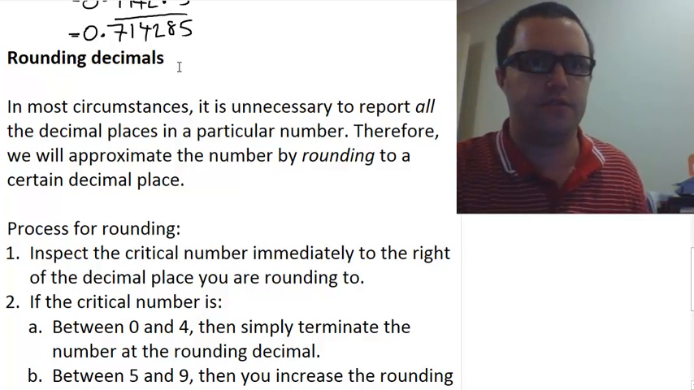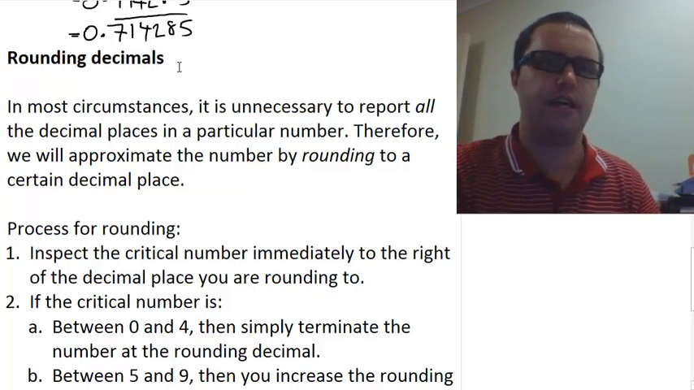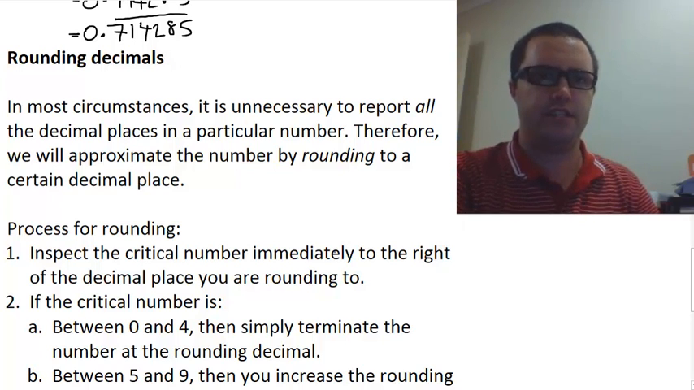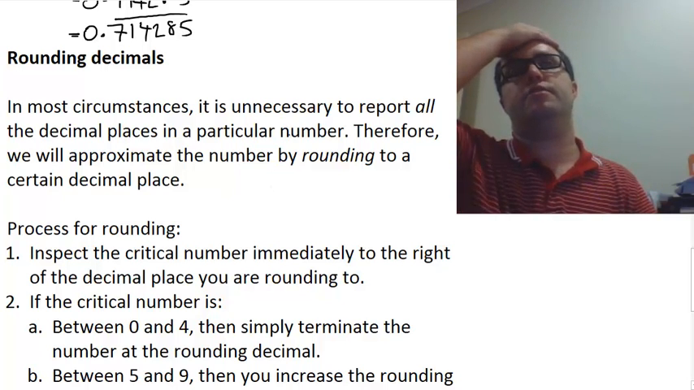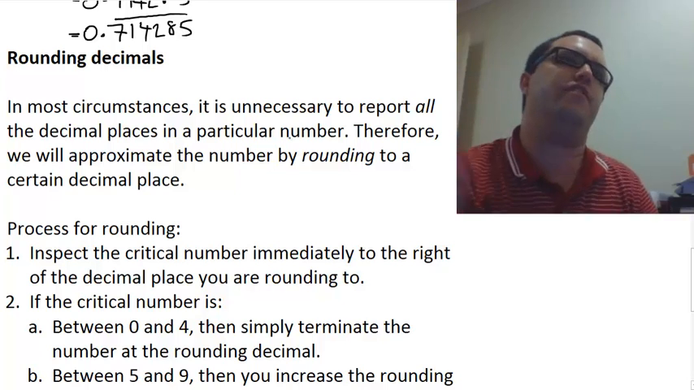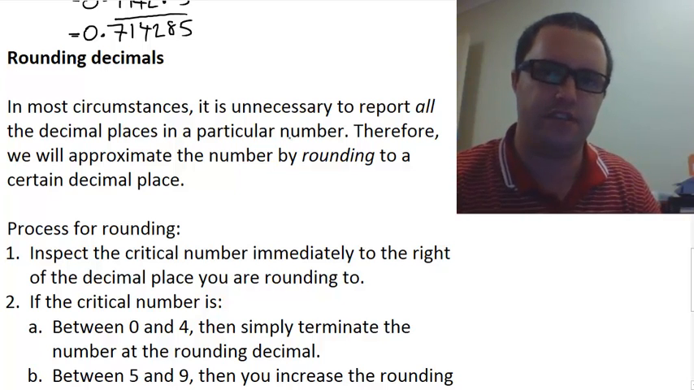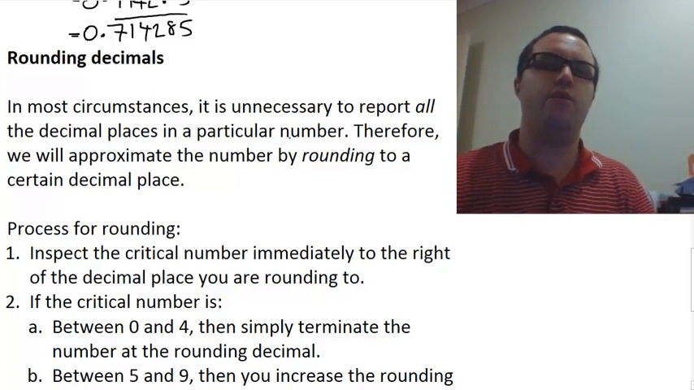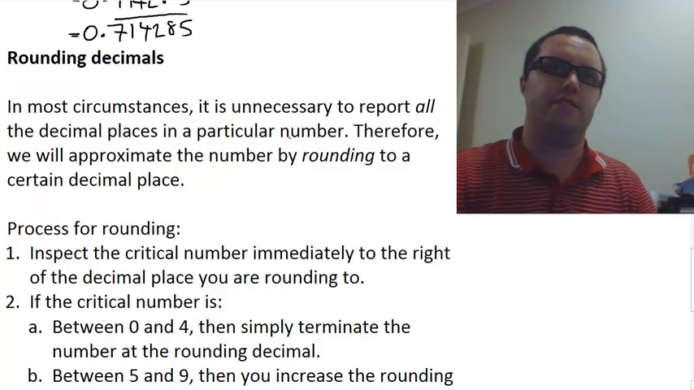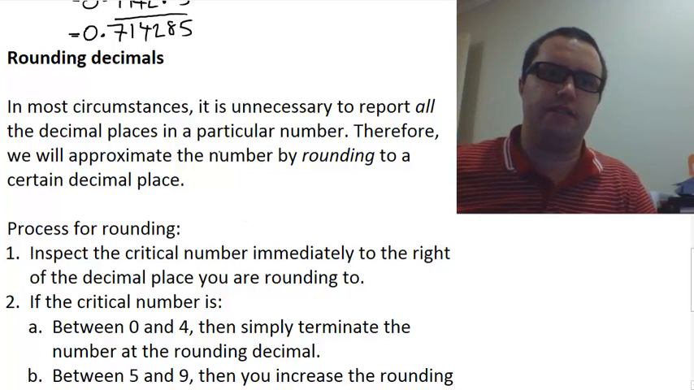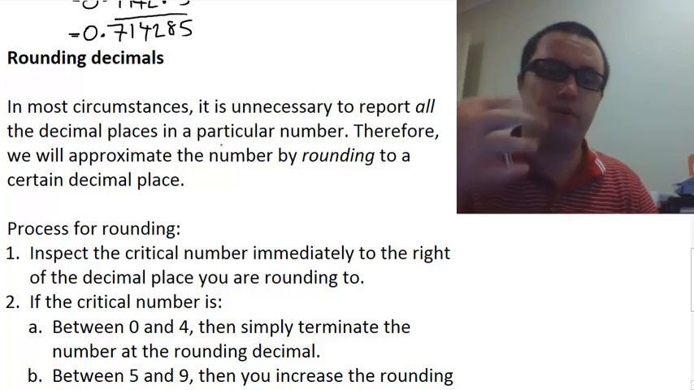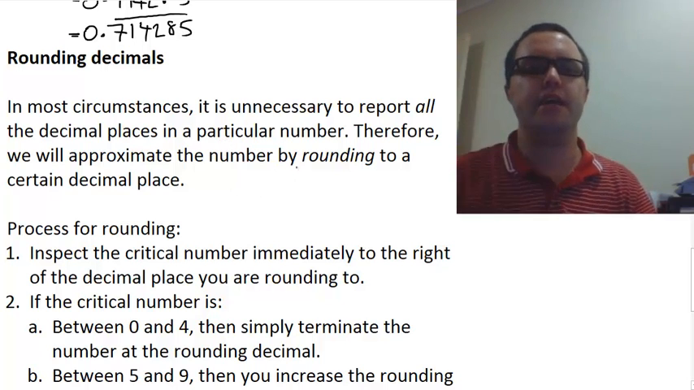Rounding decimals. In most circumstances, especially in the sciences, it is unnecessary to report all the decimal places in a particular number, because we don't want to know the 50th decimal place of 5/7. It's irrelevant. It's so small and insignificant that it doesn't really have a physical quantity and we don't need to worry about it. So it's unnecessary to report all the decimal places in a particular number. Therefore, we will approximate the number by rounding to a certain decimal place.